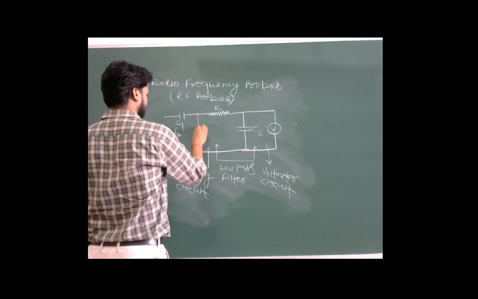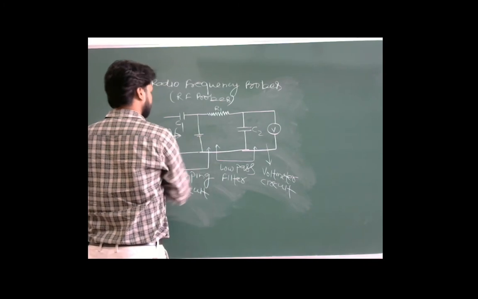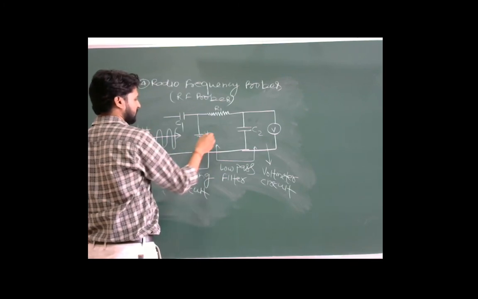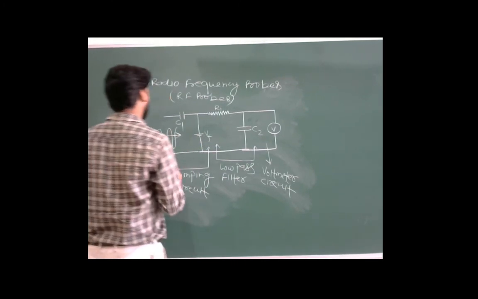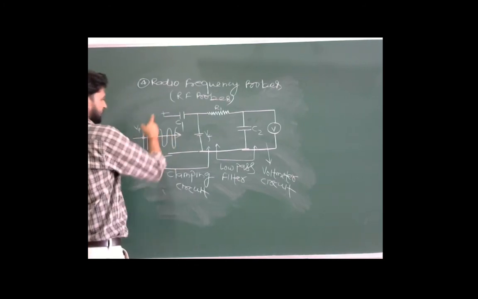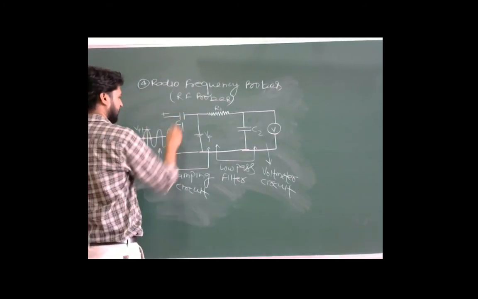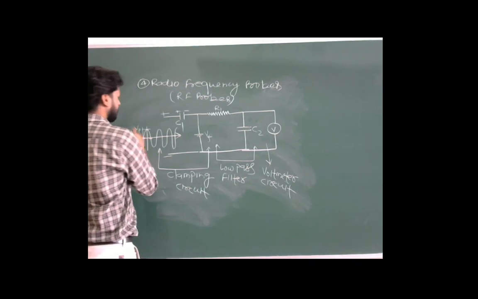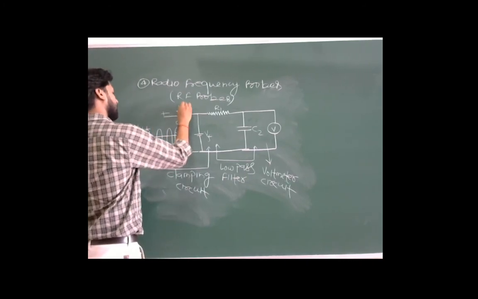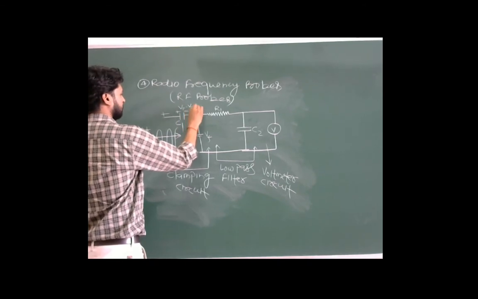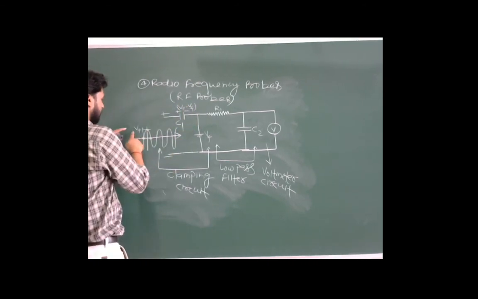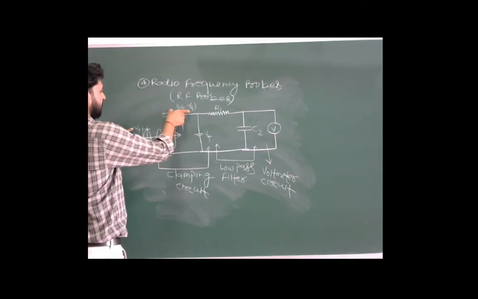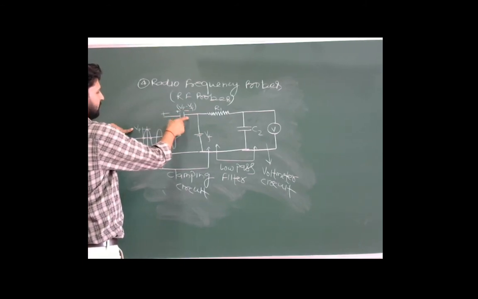When the diode is forward biased, only the forward voltage will appear in this path, which is about 0.7 volt. In the positive cycle, this terminal is positive and this terminal is negative. The capacitor will charge accordingly, and if the input voltage is Vp, then the voltage appearing here will be Vp minus Vf, because the total voltage is Vp, the voltage drop here is Vf, so the remaining voltage will appear across the capacitor. This is Vp minus Vf.